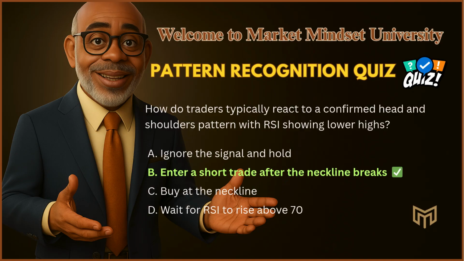The correct answer is B. Enter a short trade after the neckline breaks. When a head and shoulders pattern is confirmed and RSI begins forming lower highs, traders often interpret this as weakening bullish momentum. A break below the neckline may signal a bearish reversal and a potential move lower.